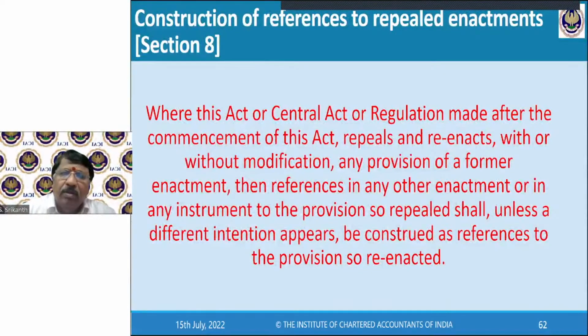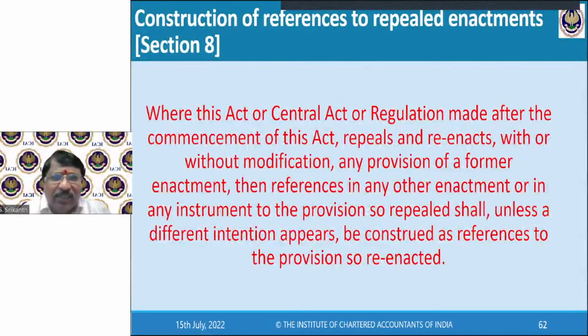Where a central act made after the commencement of this act repeals and reenacts without modification any provision of a former enactment, then references in any other enactment or instrument to the provision so repealed shall, unless a different intention appears, be construed as references to the provision so reenacted. For information, many places in the Income Tax Act still refer to sections in the Companies Act, 1956, because the Income Tax Act was not amended when the 2013 law came. For example, when they talk about amalgamation and demerger, they refer to the old 1956 sections 391, 394, whereas those sections have been replaced now. The new law has come.